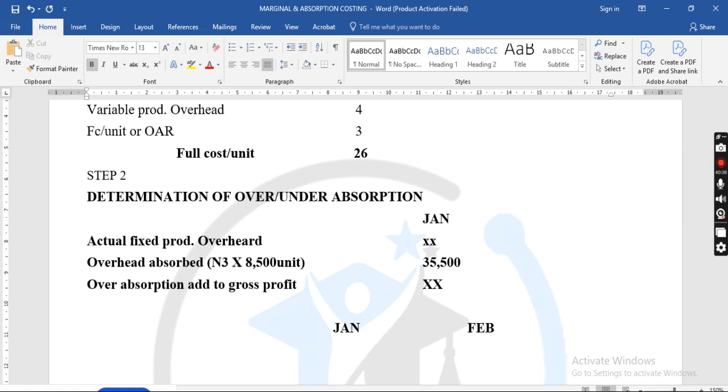So now let's change the technique. What is the actual production?